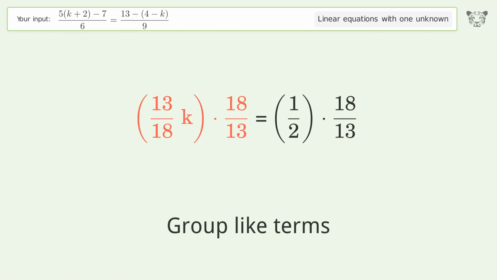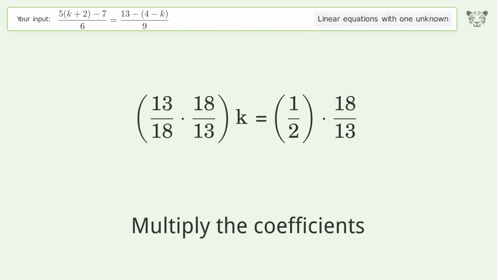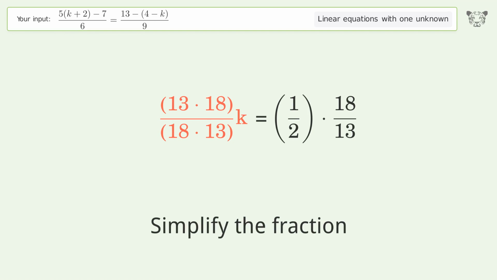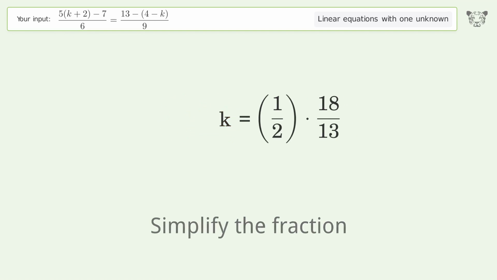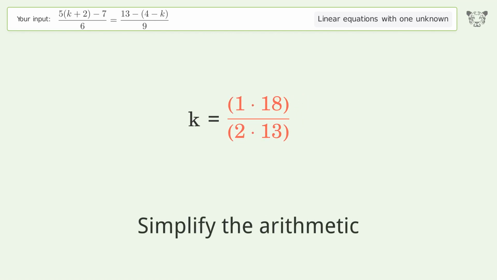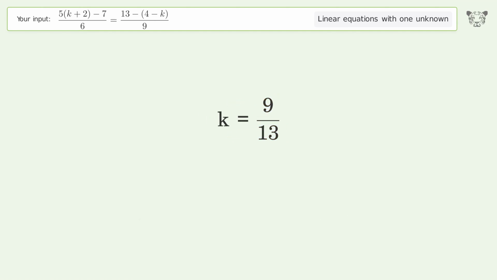Group like terms. Multiply the coefficients. Simplify the fraction. Multiply the fractions. Simplify the arithmetic. And so the final result is k equals 9/13.